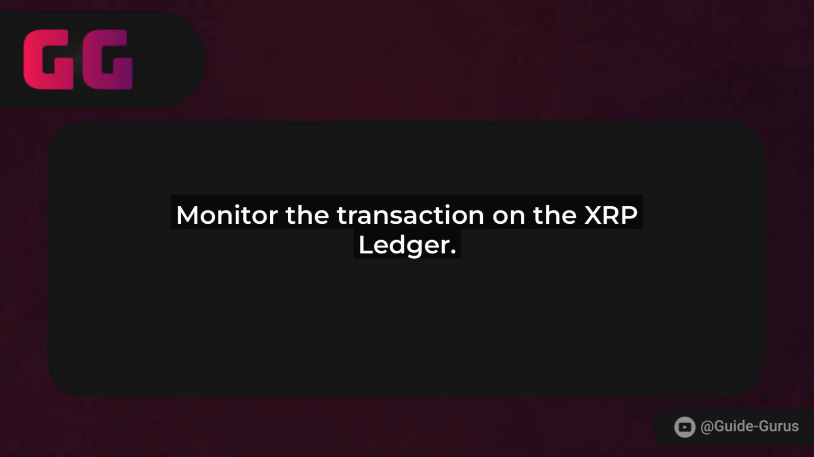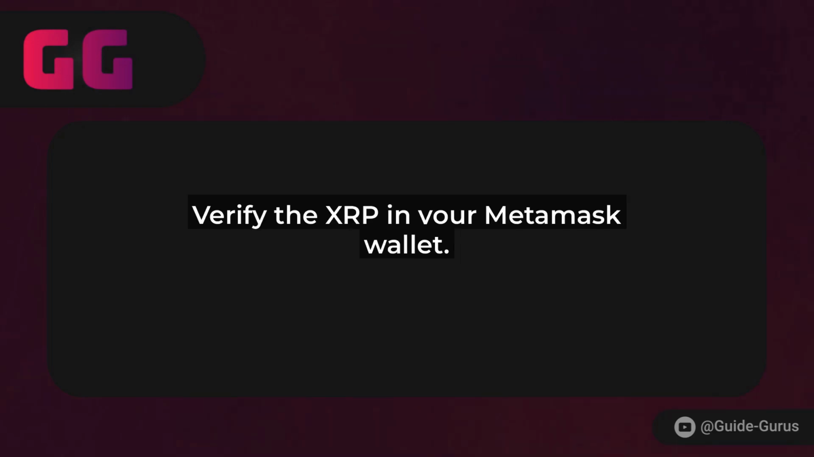Step 4. Once submitted, monitor the transaction on the XRP Ledger Explorer. It could take a few minutes to a few hours to confirm. In MetaMask, check your wallet to see if the XRP has arrived. If you're using a bridge, you might need an extra step to claim it.